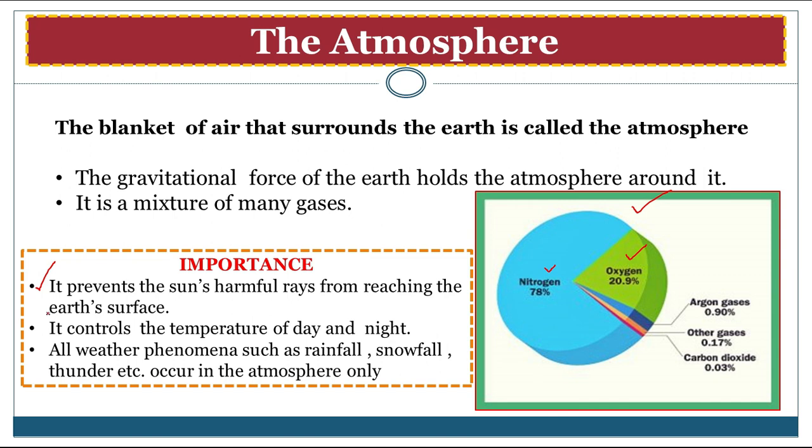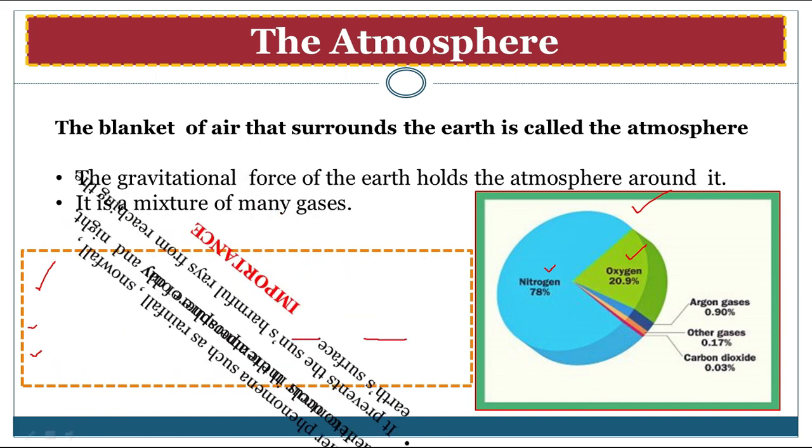The second one is it controls the temperature of day and night, means it maintains the temperature normal. If atmosphere would not be there, then there will be a huge difference between the day temperature and the night temperature. Next benefit of atmosphere is all weather phenomena like rainfall, snowfall, thunder, etc. occur in the atmosphere only.